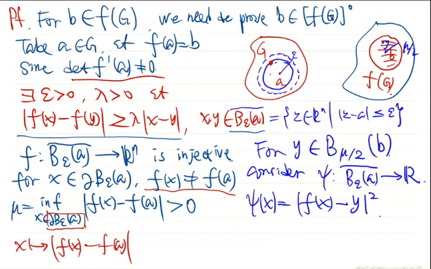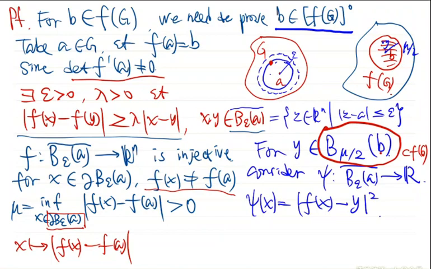What do we want to do? Our purpose is to prove that the point b is an interior point of the image f(g), right? So we need to find a small ball centering at b. This ball is contained in f(g). This ball is what we want. We want to prove that this ball is contained in f(g). Once we can prove this, we can say that b is an interior point of the image. Therefore, the conclusion is proved.